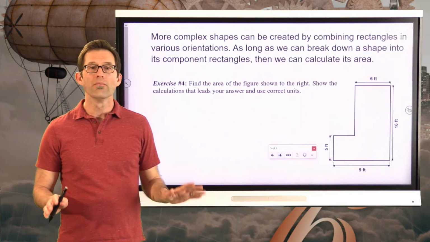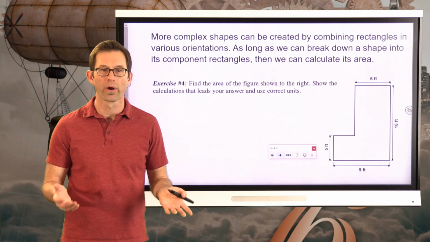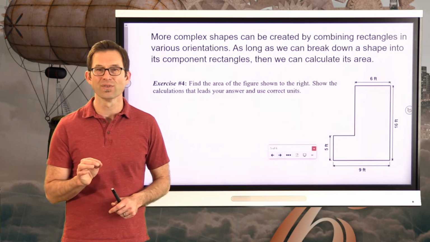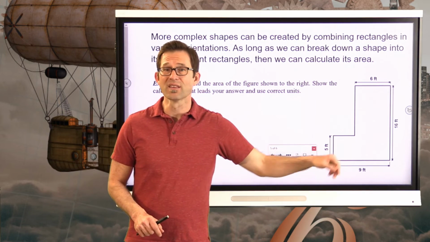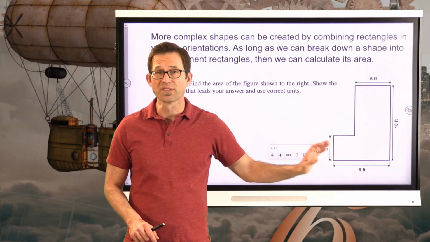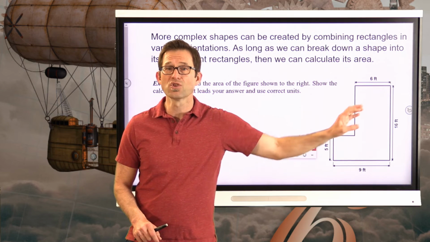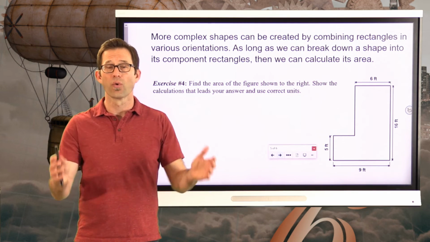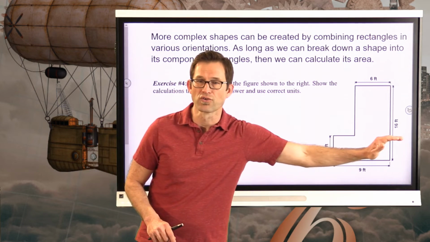Here we go. Now, more complex shapes can be created by combining rectangles in a whole variety of different orientations. As long as we can break the shape down into its component rectangles, then we can calculate its area. Because obviously, if I slice and dice this thing up into 2 or more figures, and I'm just trying to measure the space that's inside of the overall figure, if I can figure out how much space is inside of each one of the individual rectangles, well, then I can add it all up to figure out the space inside of the total figure.